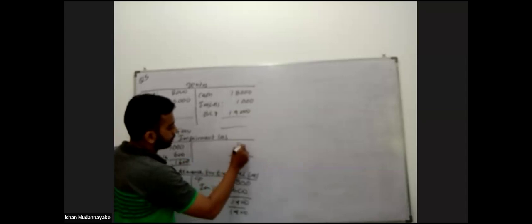By the insurance then, here 1,600 transfer to Proprietorship. Proprietorship 1,600.